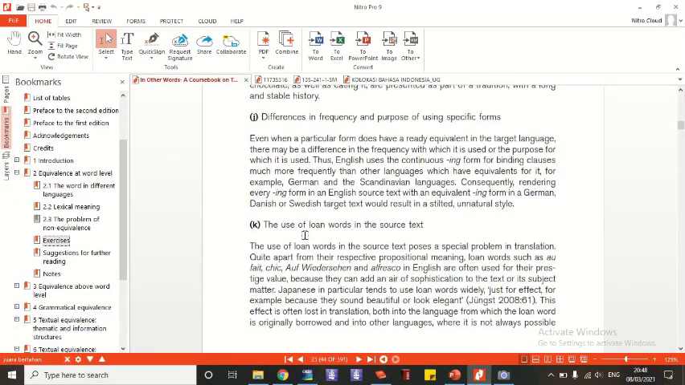And differences in frequency and purpose of using specific forms. For example, English has ing, yeah, for something that is going on, while in Indonesian you don't need to add ing, yeah, for something that is still in progress.